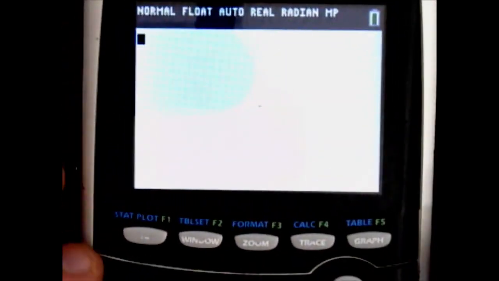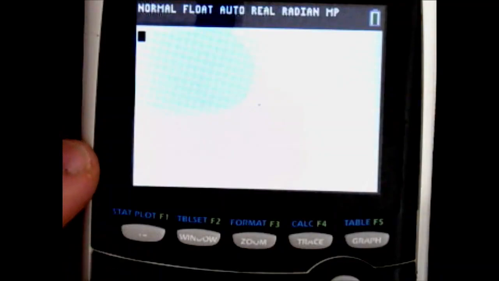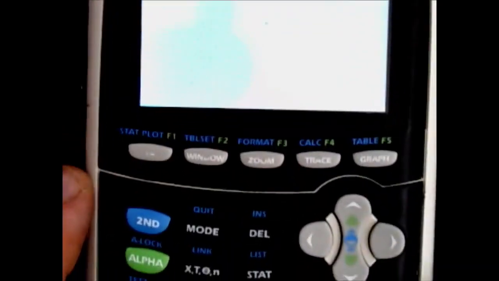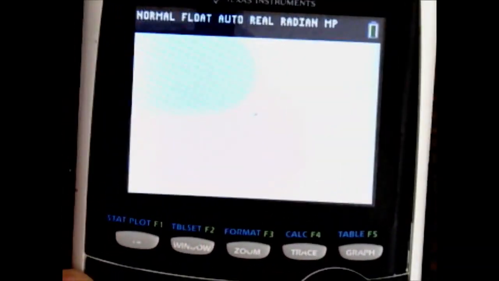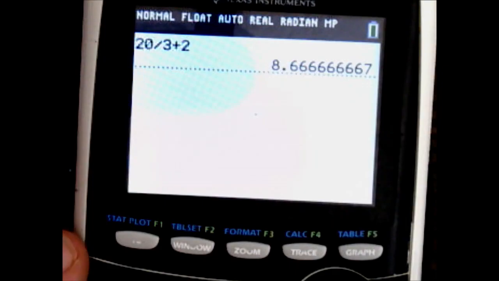If you want to get to the home screen, you just hit second mode or second quit. Second quit will get you to the standard home screen. Now let's say we want to add 20 divided by 3 plus 5. Now if we type 20 divide 3 plus 2, we know that 20 divided by 5 should be 4. Well, we don't get the right answer.